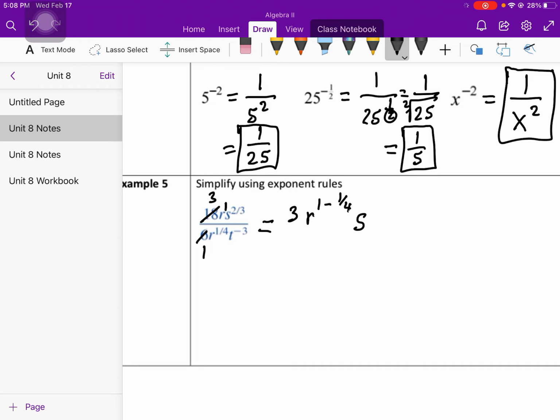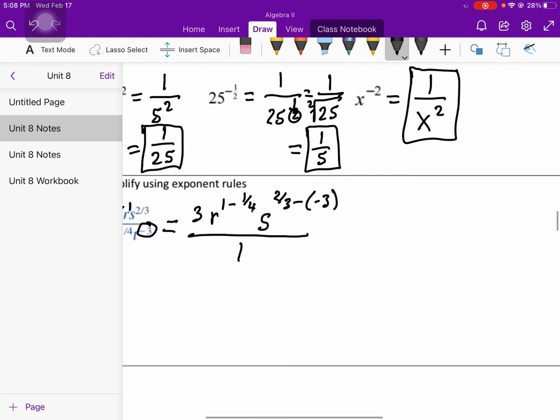And then we have s to the 2/3 minus a negative 3. Be careful because this is negative, so it's going to end up going to the top. And then we would actually just have 1 on the bottom. You don't even need to write that, but if you're curious. So then we get 3r to the 1 minus 1/4, which is 3/4. And then this actually ends up being plus because you're subtracting a negative. So it would be s to the 2/3 plus 3.